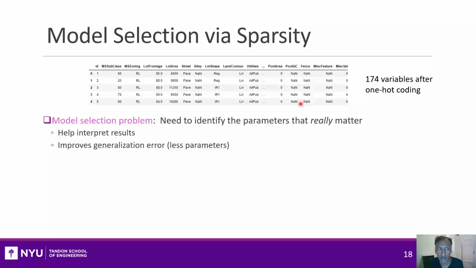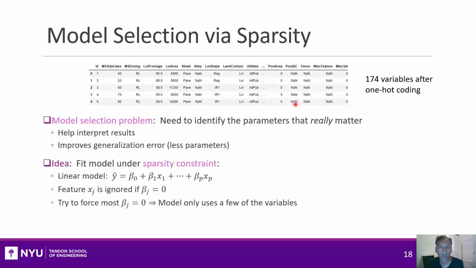One was just to better interpret the results, but also if you go back to the previous unit, you know that if you can reduce the number of variables in your model, you will improve the generalization error. Now, one key idea in model selection is the concept of sparsity. And to understand that, let's just consider any linear model. For example, like predicting the price of a house.